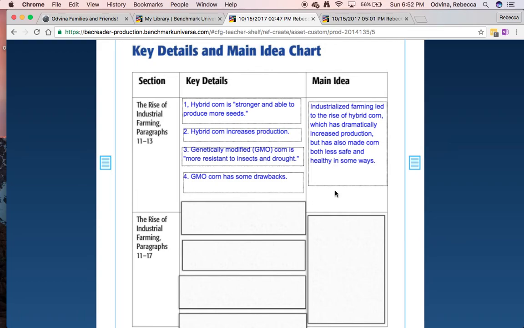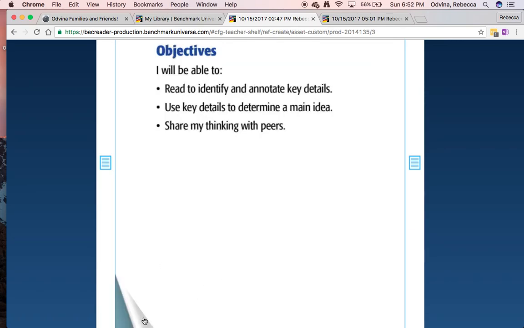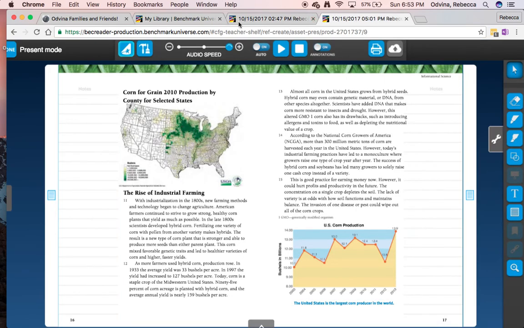Okay, boys and girls, I want you to go ahead and work with your group and finish this up, and I'll show you what's underneath these shades as soon as you're done. We'll do this as a group. Remember, your objective is to be able to read, to identify, and annotate key details, use key details to determine a main idea, and share your thinking with peers. Happy reading.